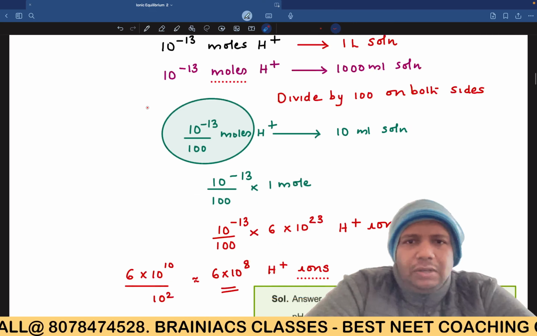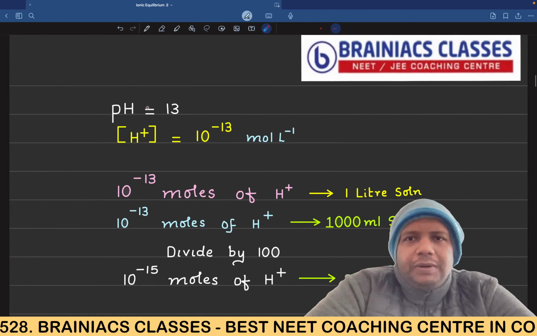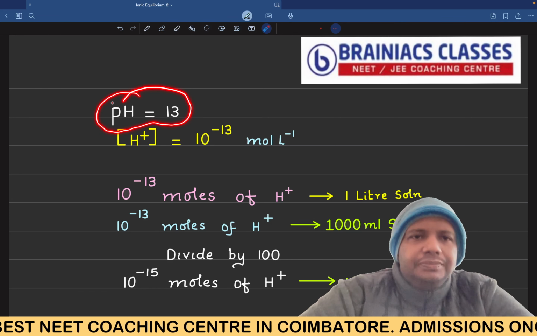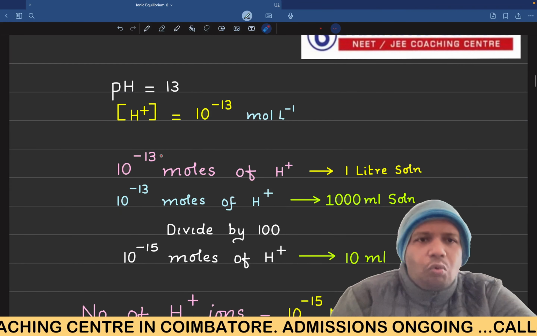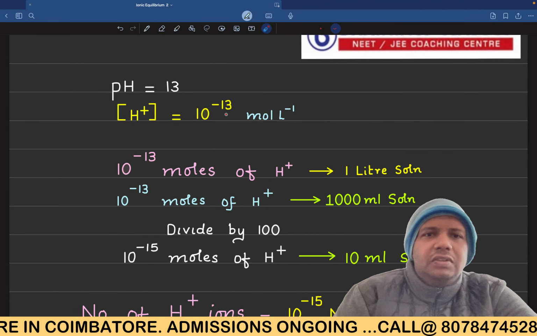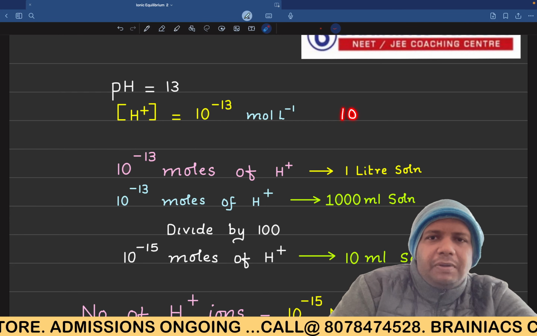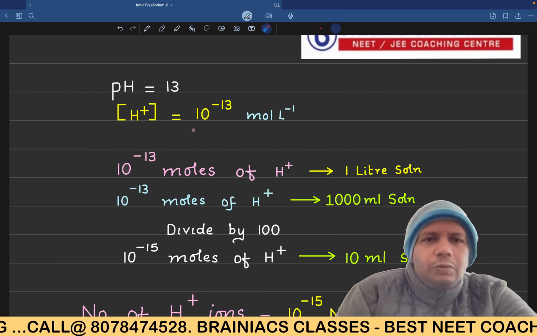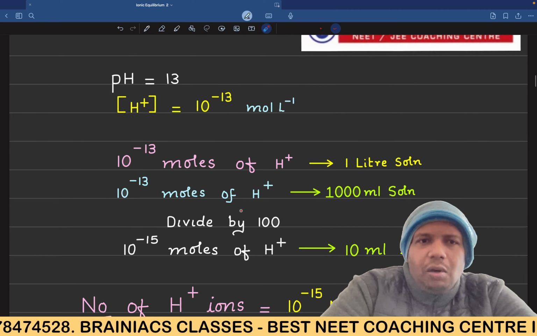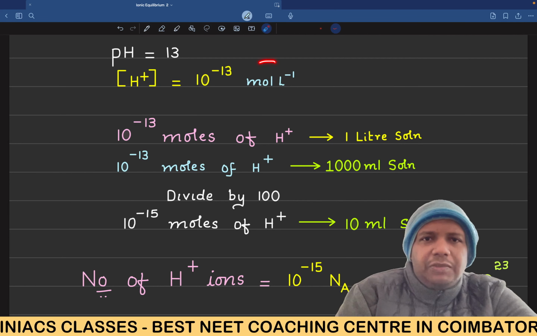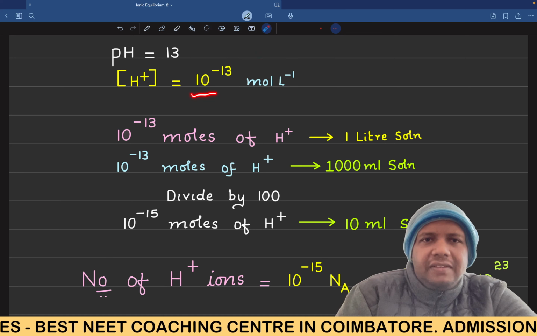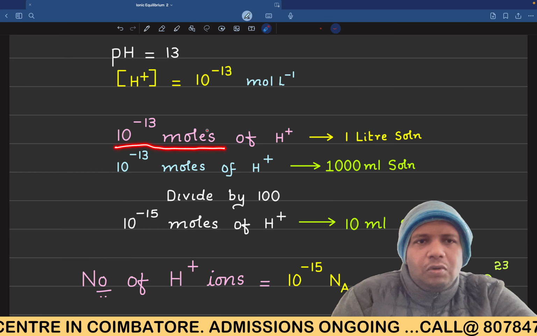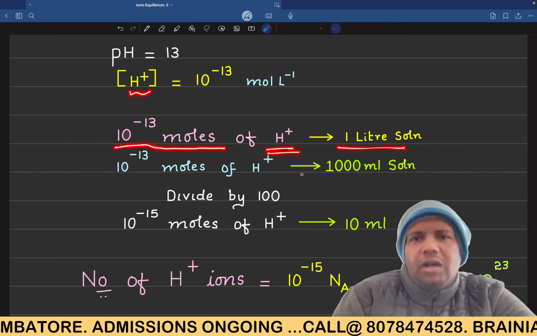I will explain one more time. What we did here is very simple. All of you listen. The pH value is mentioned in the question. From the pH we can easily calculate the H plus ion concentration, because H plus ion concentration is nothing but 10 power minus pH. You can remember this formula. This is the formula we applied here. So from this I got the H plus ion concentration. Now from the unit itself, this means 10 power minus 13 moles of H plus are present in 1 liter solution.